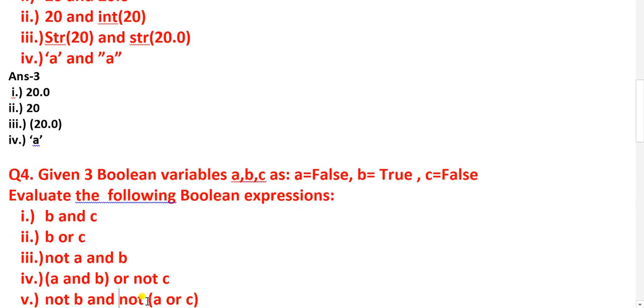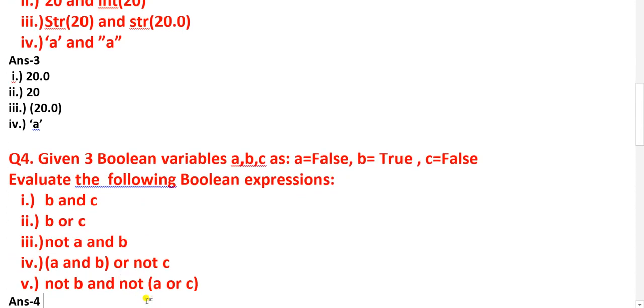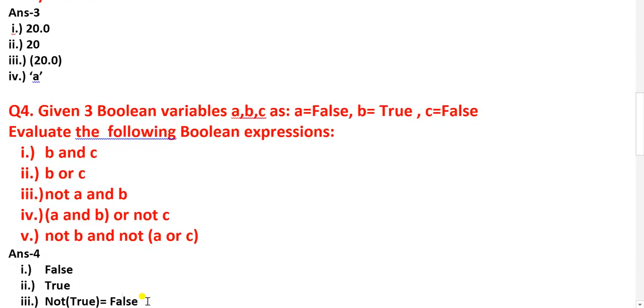Next is the fourth question. Given three boolean variables a, b, c, with a as false, b as true, c as false, evaluate the following boolean expressions. The first is b and c, it will give you false, because b is true and c is false, so true and false gives false. Next, b or c means true or false, so it will give you true.